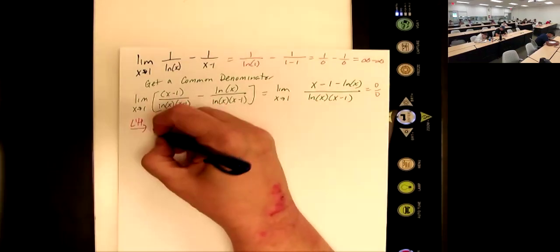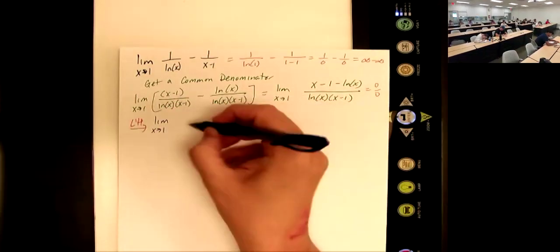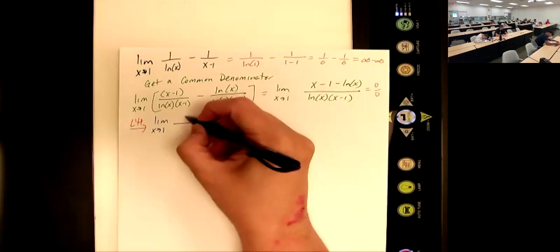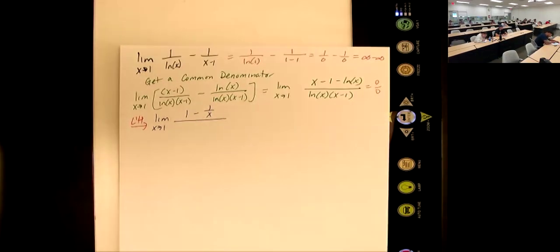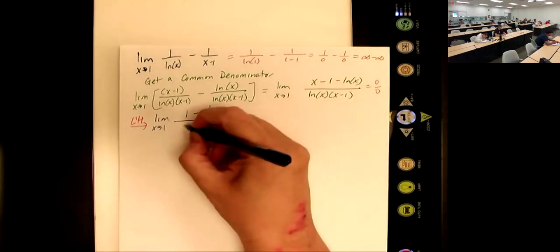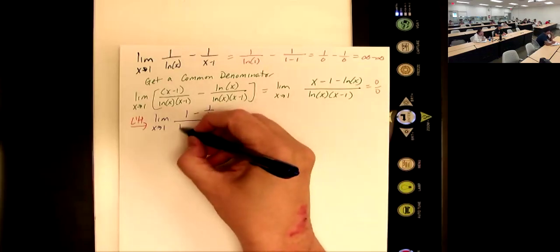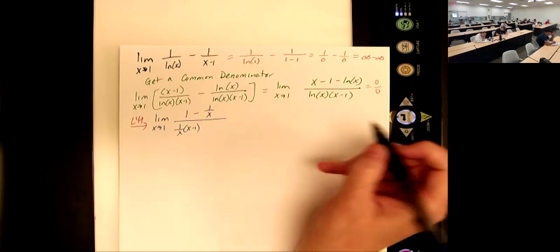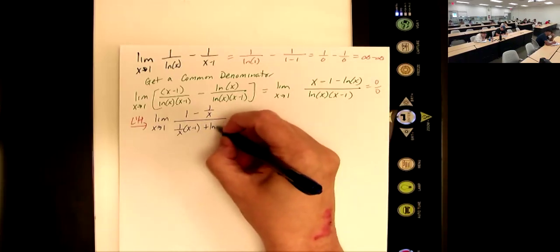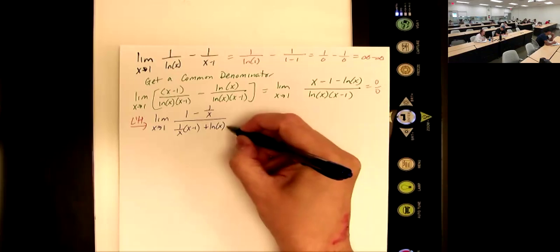So we're gonna take the derivative of that top, and I get 1 minus 1 over x. And on the bottom, I have a product rule. The derivative of the first times the second, plus the first times the derivative of the second, but the derivative of the second is 1.